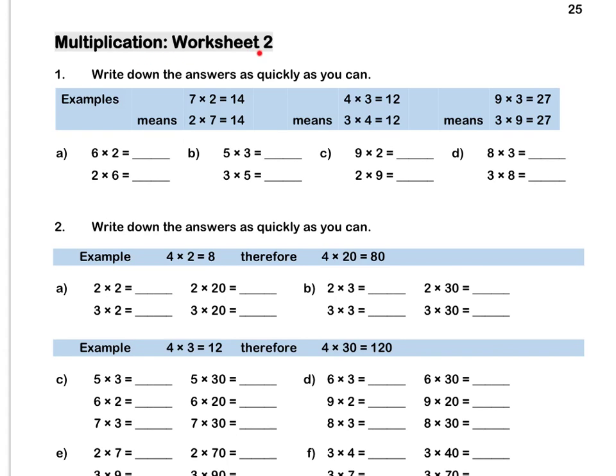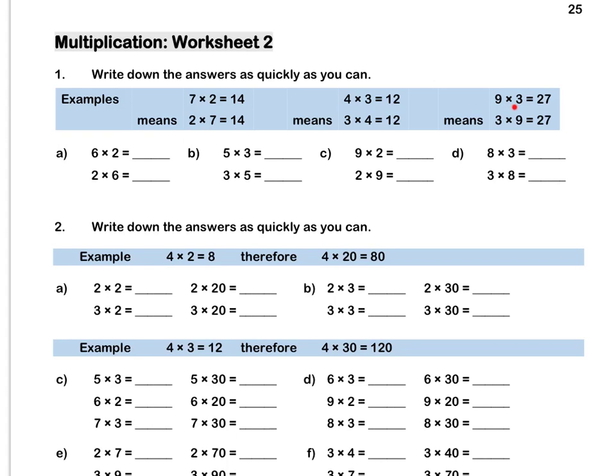Multiplication Worksheet 2. Question 1. 7 times 2 is 14. This means that 2 times 7 is also 14. 4 times 3 is 12. Therefore, 3 times 4 is also 12.